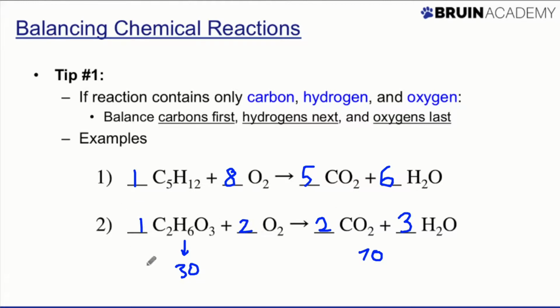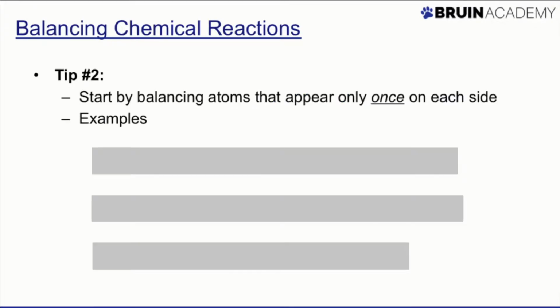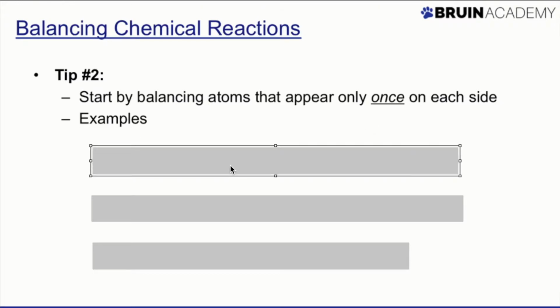Okay, if you check, every time you balance an equation, make sure you check to make sure that you have the same number of elements on the left as you do on the right. Okay, so balancing equations, very important, right? It might seem pretty trivial right now, but you have to know how to balance equations to do the problems for this course. Okay, tip number 2 is start by balancing atoms that appear only once on each side, right? As I mentioned before. Okay, so let's do some examples.